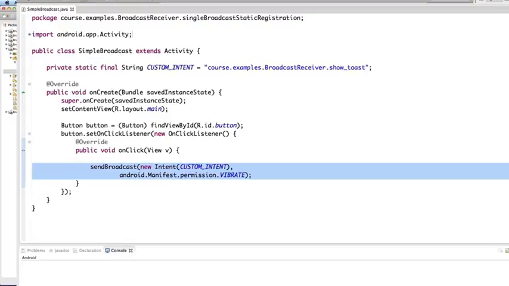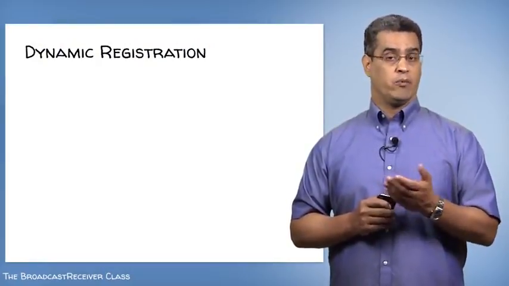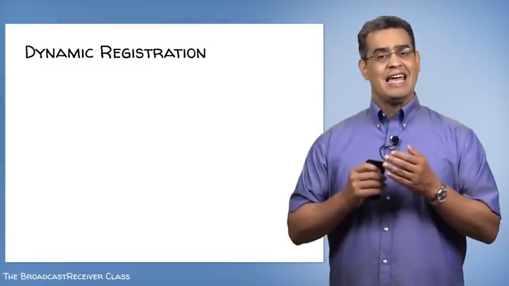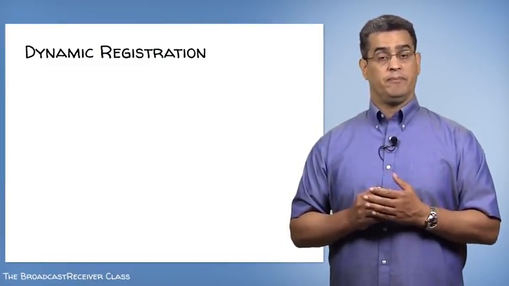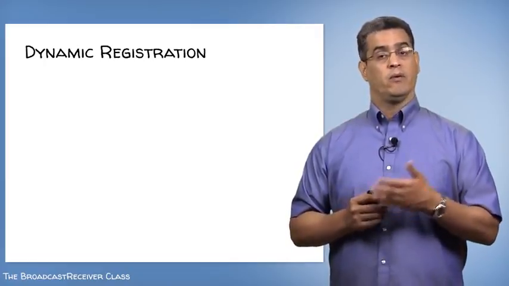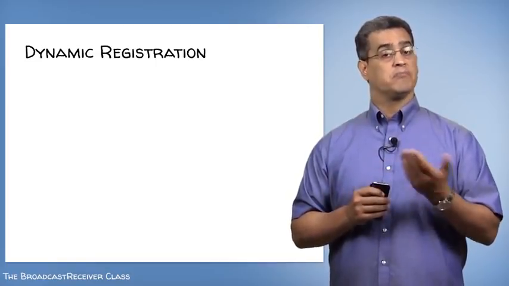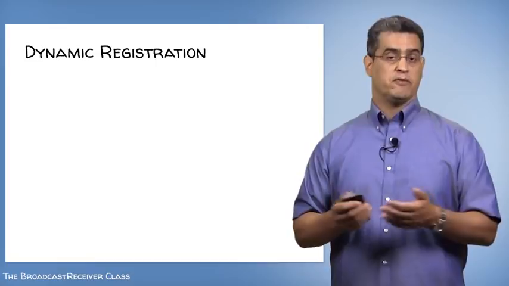The intent will be matched against registered intent filters, while the permission string indicates that this intent can only be delivered to broadcast receivers that have this particular permission. You can also register broadcast receivers programmatically at runtime. For instance, if you want your broadcast receiver to respond to intents only while your activity is in the foreground, well, then you can dynamically register and unregister them in your activity's onResume and onPause methods, for example.